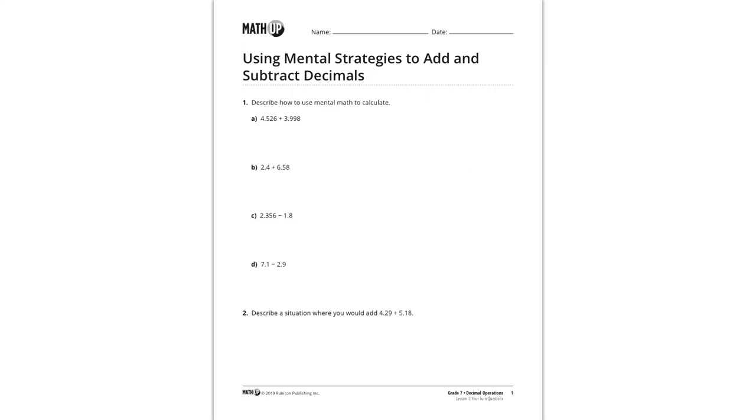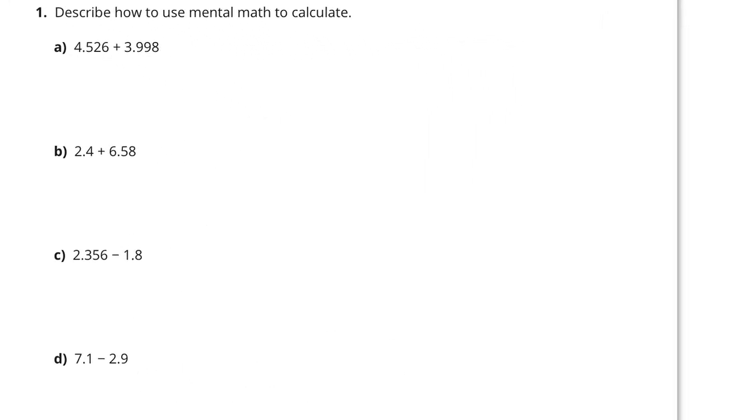Today we are using mental strategies to add and subtract decimals in our Lesson 1 Your Turn questions. Let's see what that first question is. It says, describe how to use mental math to calculate. Well, this first one, I see that 3.998, or 3 and 998 thousandths, is very close to 4. So I'm just going to write down what I'm going to do in my head.